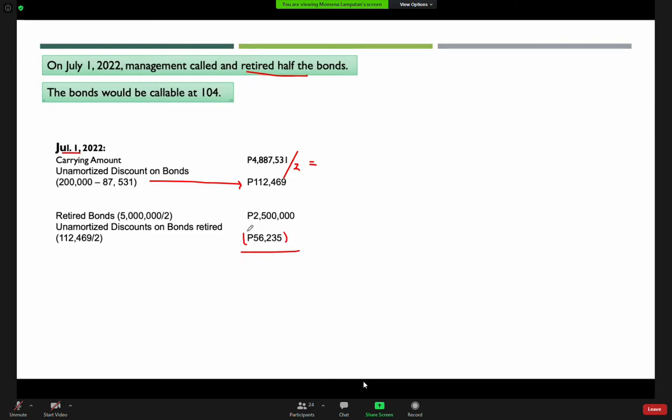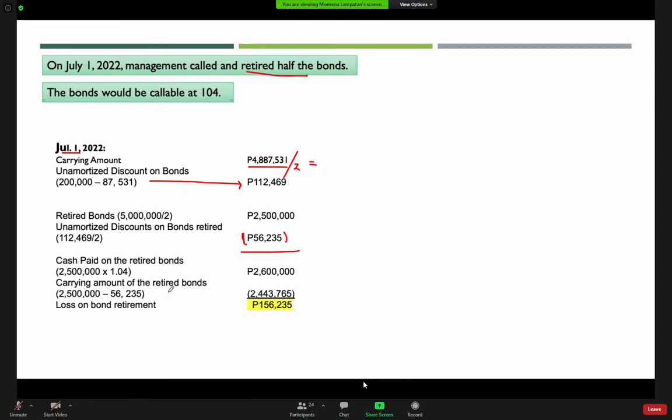Okay? Pero pwede din naman na kung nagawa mo na yung amortization table mo and you have this amount, pwede na diretso mo na divide 2. Okay? So you will get the carrying amount na 2,443,765. Okay, so you are going to compare this one to the price or retirement price.